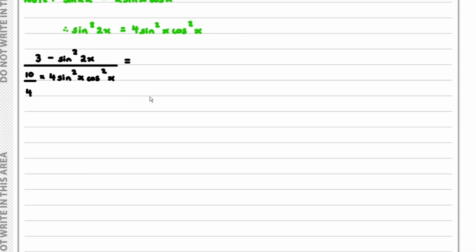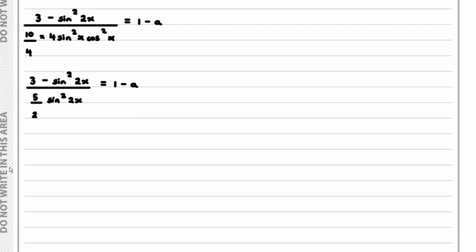And this is of course equal to 1 subtract a. Now 10 over 4 will simplify to 5 over 2. And of course the 4 sine squared x cos squared x gives us sine squared 2x. So I've got 3 subtract sine squared 2x over 5 over 2 sine squared 2x equals 1 subtract a.